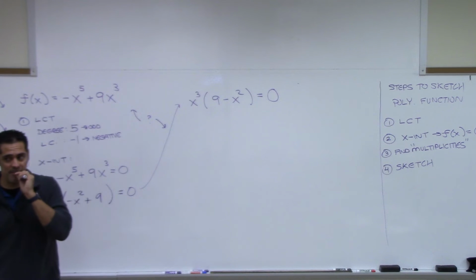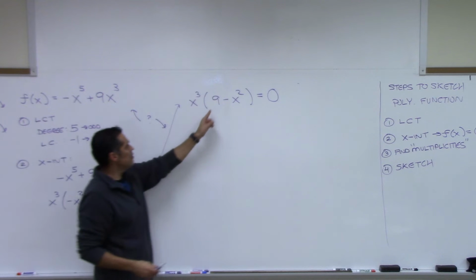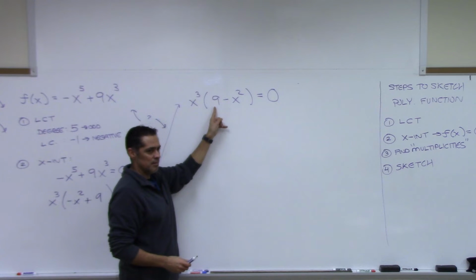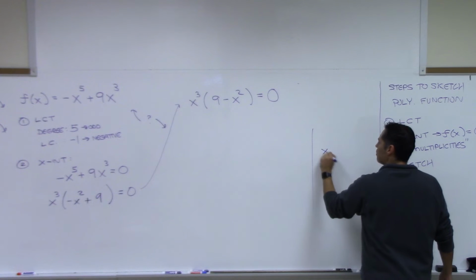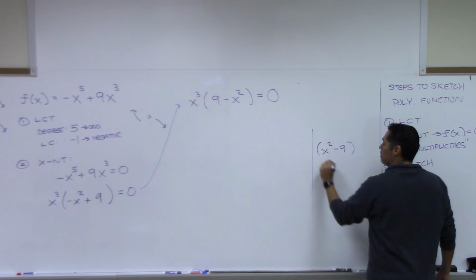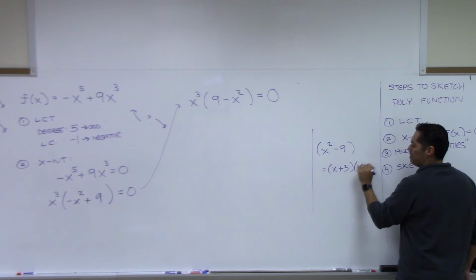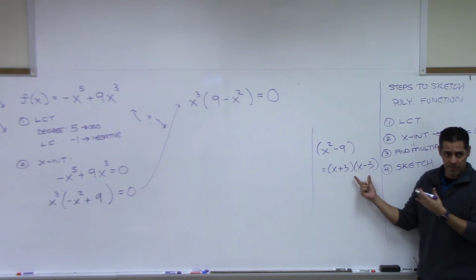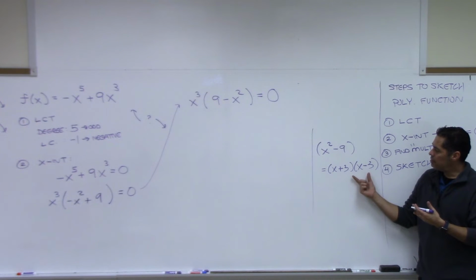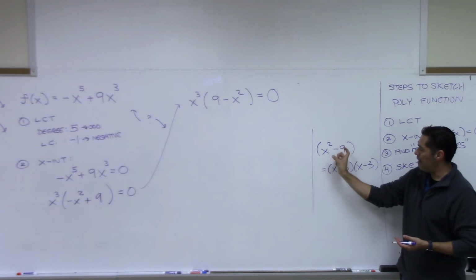Difference of squares? Isn't that two things squared being subtracted? Right? Isn't 9 3 squared? I think you're used to seeing it more like this. If I gave you x squared minus 9, are you comfortable with the idea that this turns into x plus 3 times x minus 3? Difference of squares? Does that look familiar to you? So this would be correct, right? This is correct, but we have it the other way around.